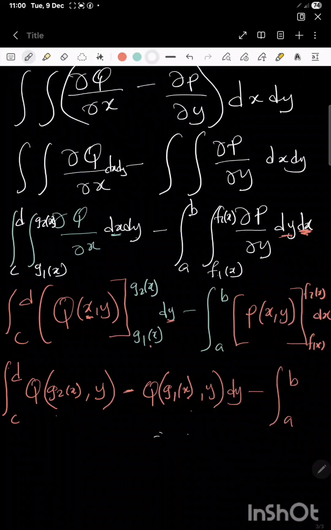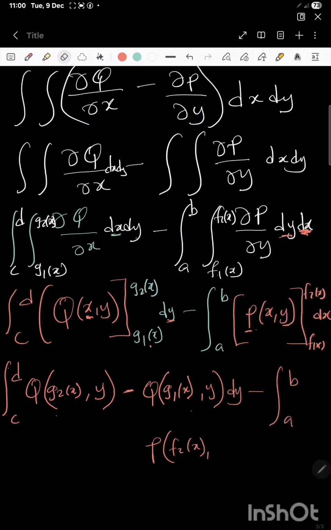So we say we have Q, we are replacing our upper limit. Let me just erase this one. So we have this P here, and we are replacing our upper limit where there is y, which is f2 of x. So we say f2 of x comma y.